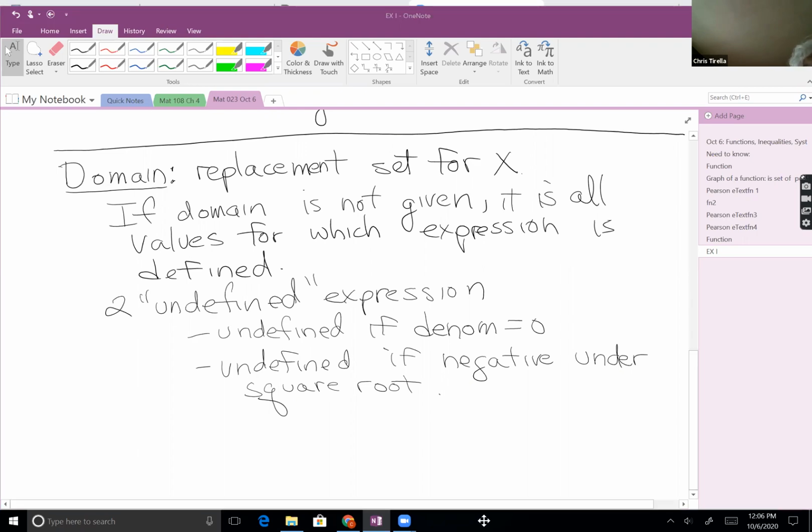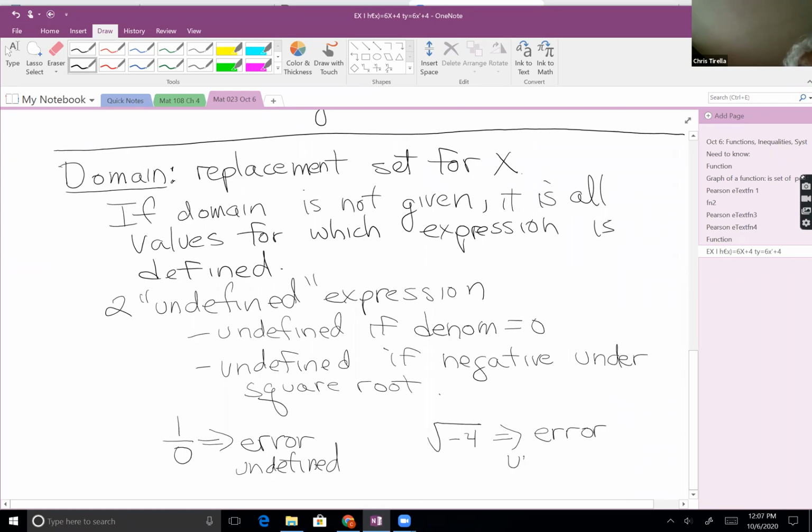If anybody has a calculator with them to verify that idea, if I try to do something like 1 over 0, the calculator is going to tell me that I have an error. It's an error because it's undefined. I think they might even say something like domain error. Likewise, if I try to take the square root of a negative number, your calculator is also going to tell you that you have an error. It's undefined because we can't take the square root of a negative number.